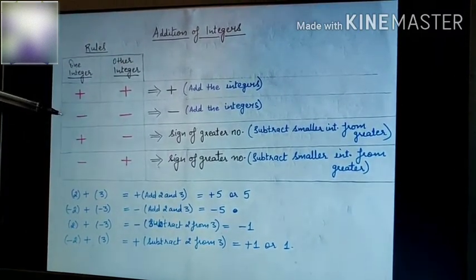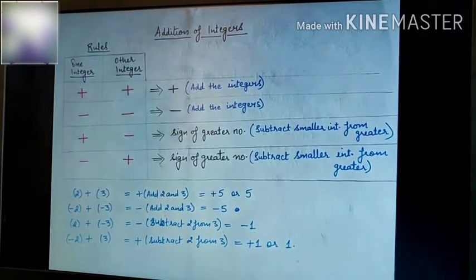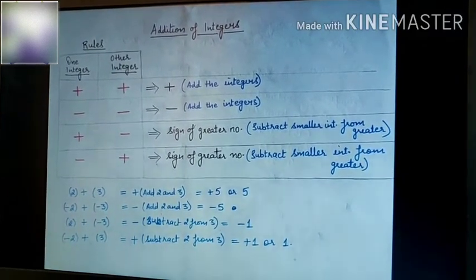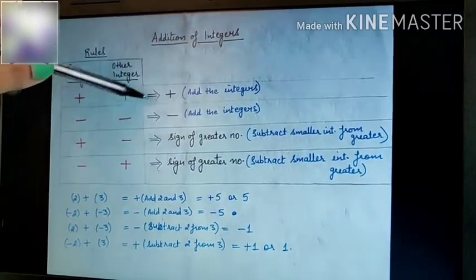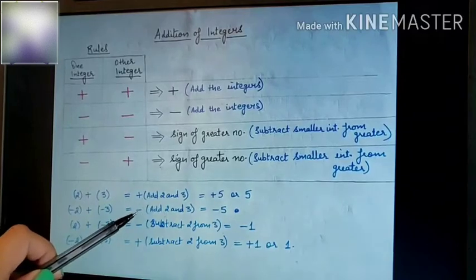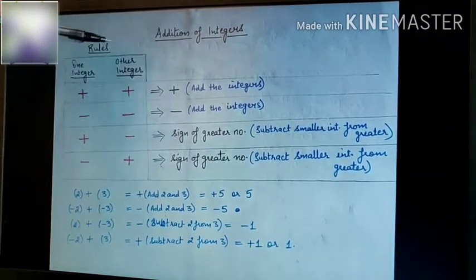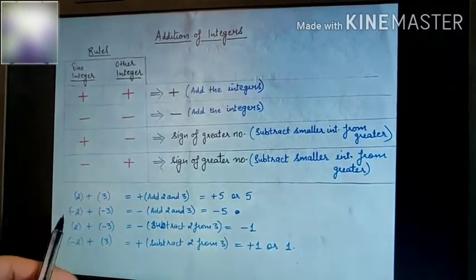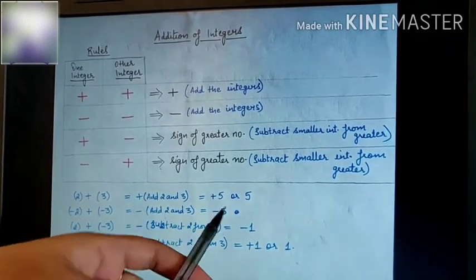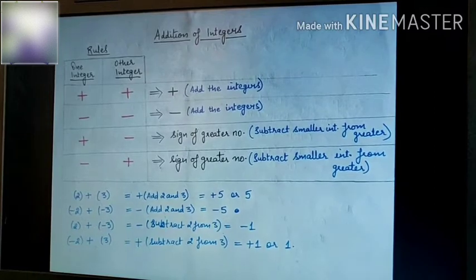Now according to the second rule, when both are negative, I have taken both the integers negative, minus 2 and minus 3. When we add negative integers, you can see here the sum is negative. So I will put a minus sign here. Simply add the numerical value of the integers. Numerical values are 2 and 3. So 2 plus 3 is 5. So your answer is minus 5, right?